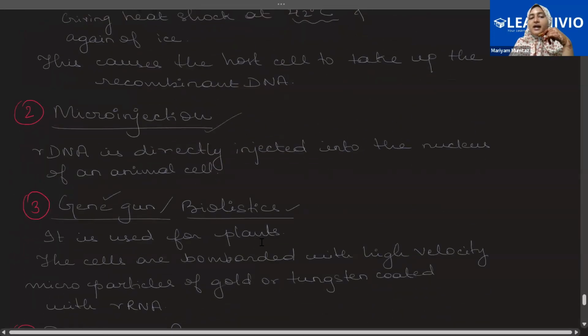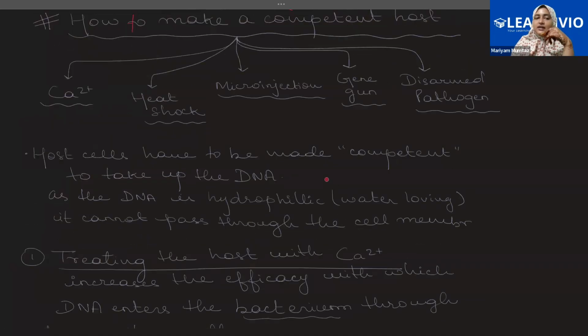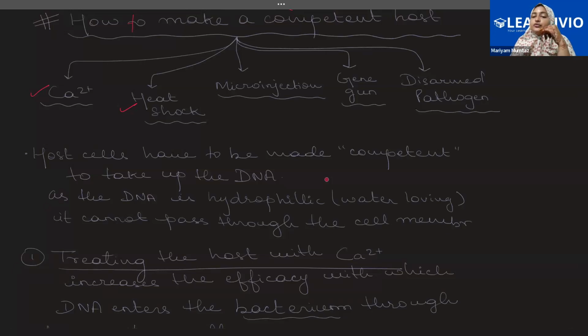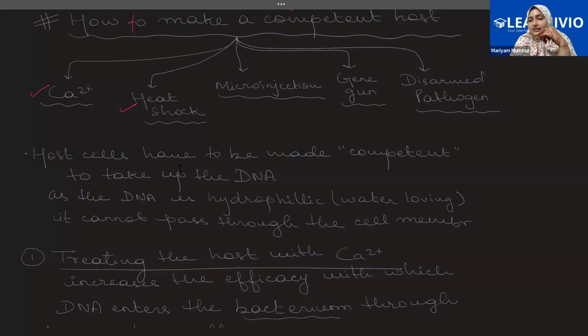The second one is microinjection. See, in this calcium treatment only, I have discussed this one and this one, heat shock. Putting it on ice, suddenly increasing the temperature to 42 degrees Celsius and then bringing it back on the ice. So you're changing the temperature very quickly, because of which the host cell will become competent. So first and the second, they are used for bacteria mostly, because the most widely used organism for this RDT is bacteria itself.